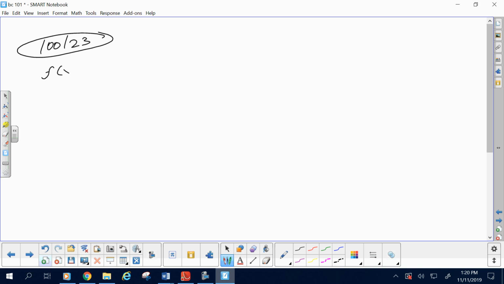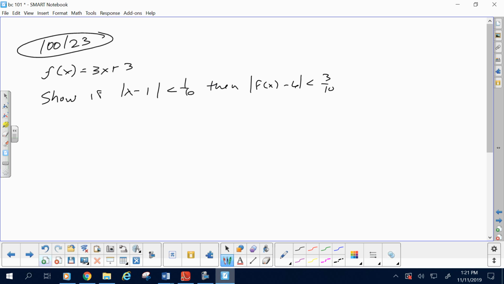So they tell you f of x is 3x plus 3. Show that if |x minus 1| is less than a tenth, then it must follow that |f(x) minus 6| is less than 3/10. Okay, so what am I starting with? Do I assume the first part or the second part? Assume the first part. If you start with the first, the second should come as a consequence.